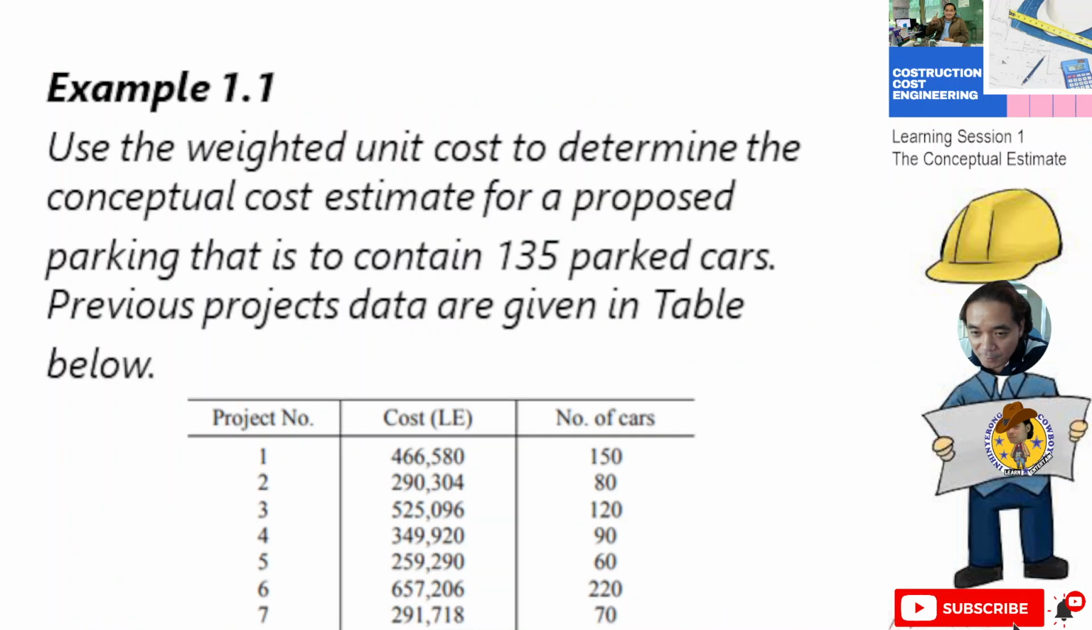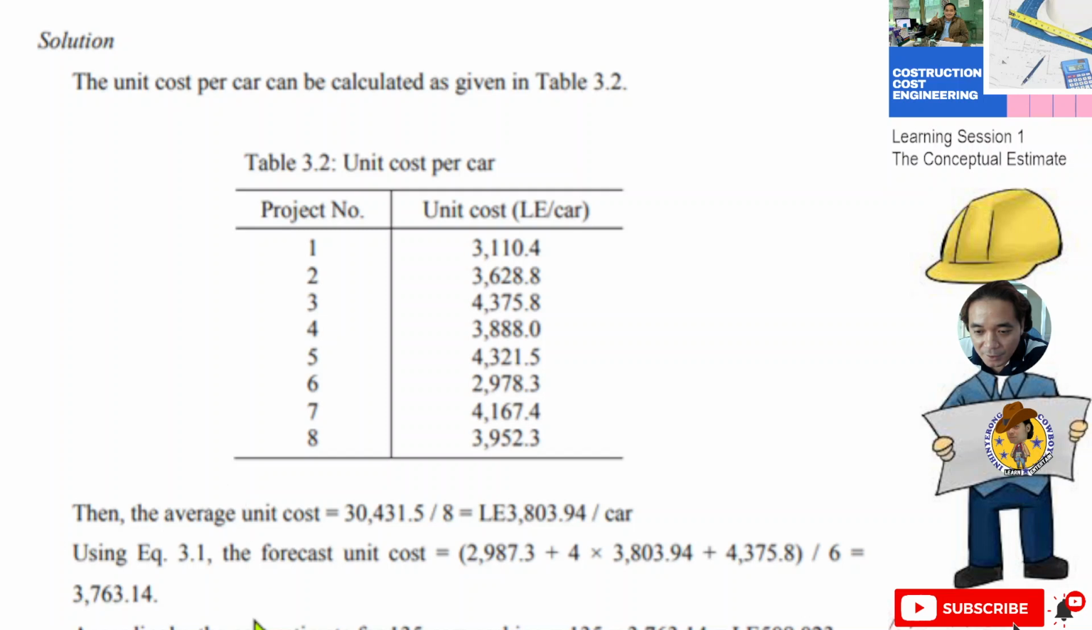This is no problem, because you have to compute the conceptual estimate of a parking lot with a capacity of 135 cars. Then you multiply 3763.14 by the number of cars. This will be your estimate for the project: 508,023. So that's how we use historical data in estimates, which is very useful in our field, the engineering field.